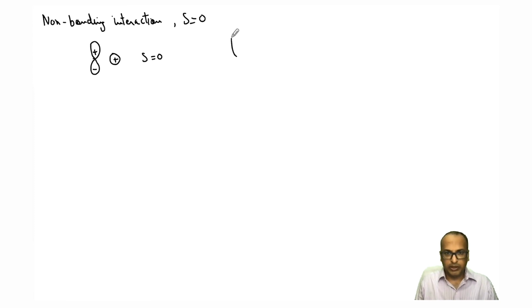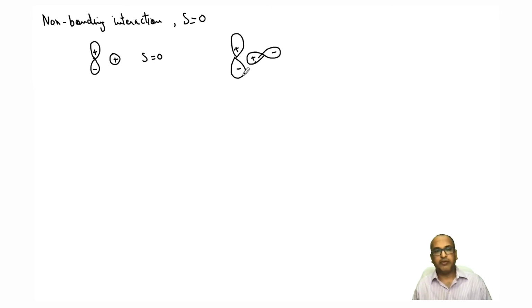Similarly, you can also have it between two p orbitals like this way. So here also it is positive, positive, and positive, negative interaction, which will cancel out each other, and this will be called non-bonding interaction. Let's also consider d orbitals interacting with d orbitals. This is mostly seen in the case of metal-metal complexes.